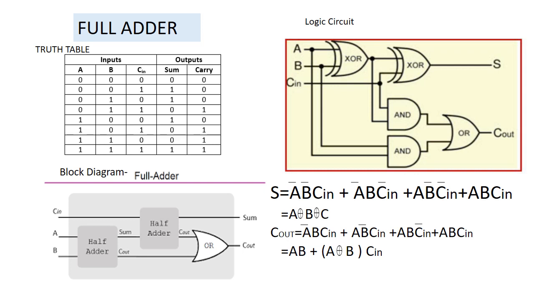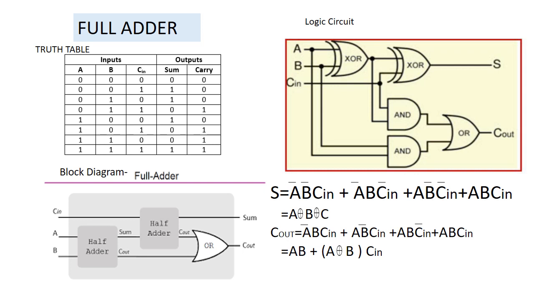Similar is the case with carry. Identify which values are true in the carry column, and for each of the true values, obtain the combination of inputs A, B and C in. Thus we can obtain the sum S equal to A complement B complement C in plus A complement B C in complement plus A B complement C in complement plus A B C in, which can be easily written as A XOR B XOR C in.